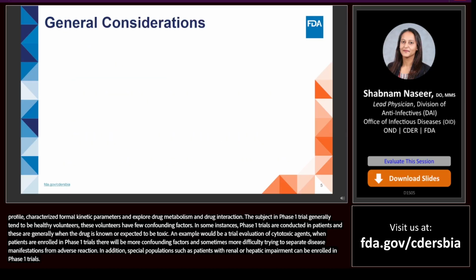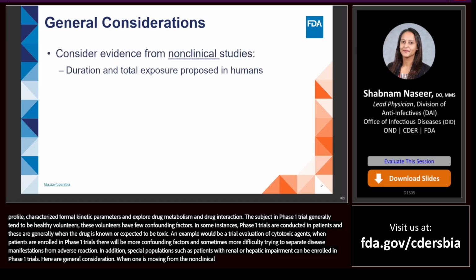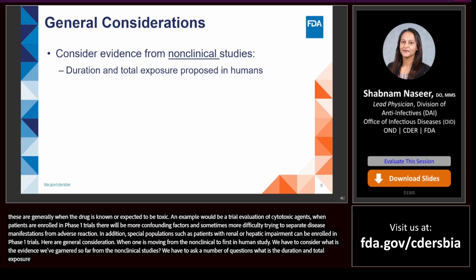So here are some general considerations when one is moving from the non-clinical to first-in-human study. So we have to consider what is the evidence we've garnered so far from the non-clinical studies. And so we have to ask ourselves a number of questions. What is the duration and the total exposure proposed in humans? And how does that correlate with what was tested in the animals?